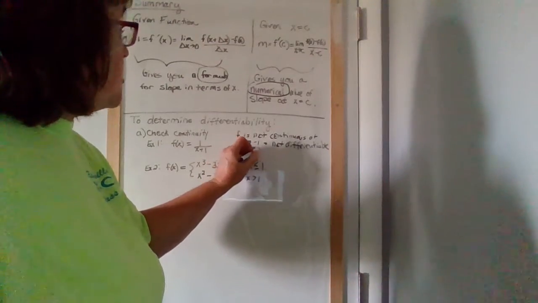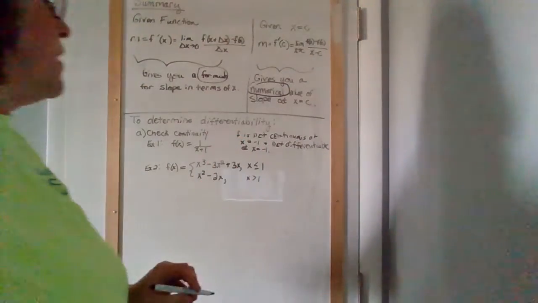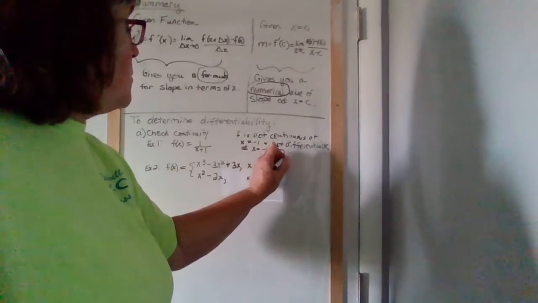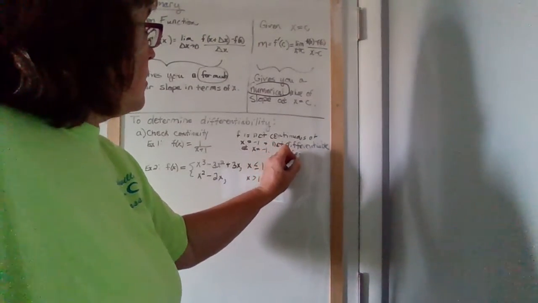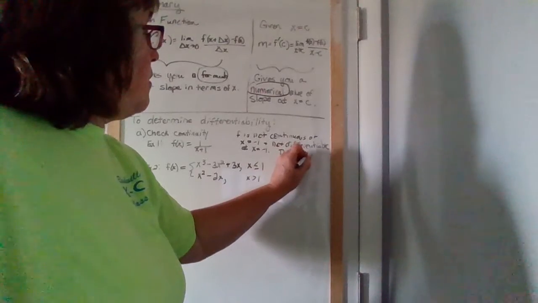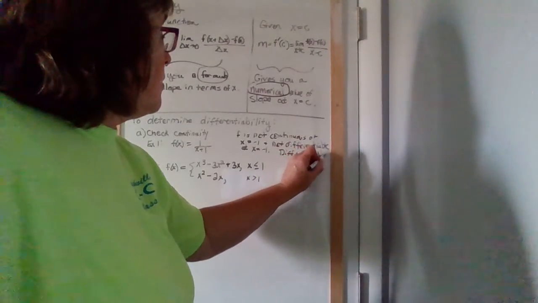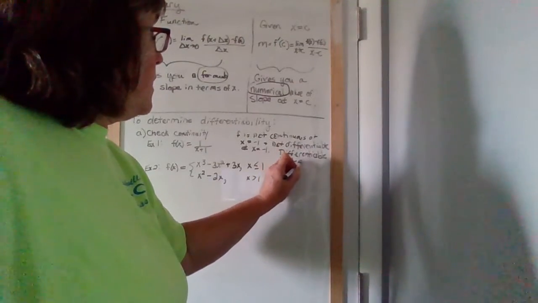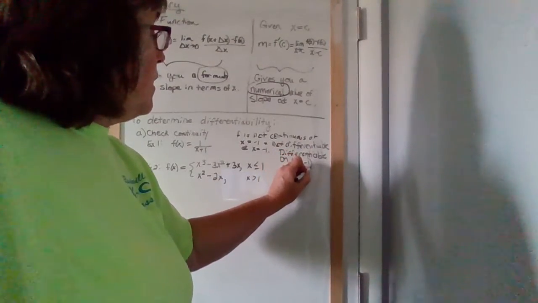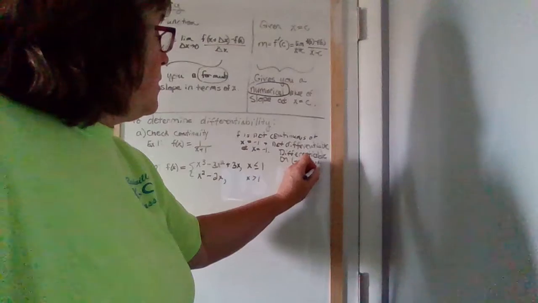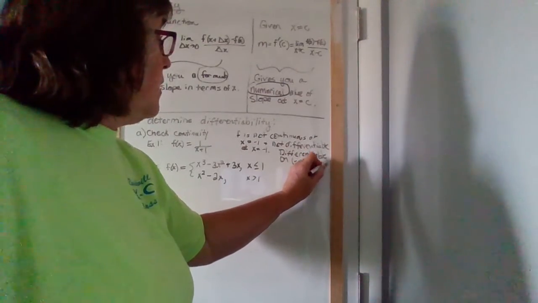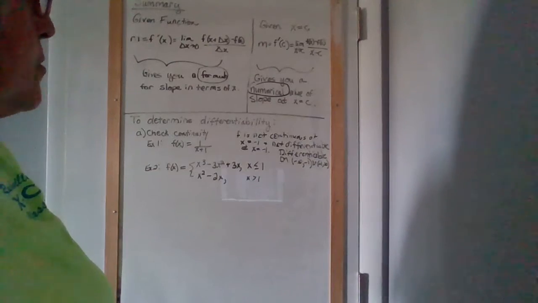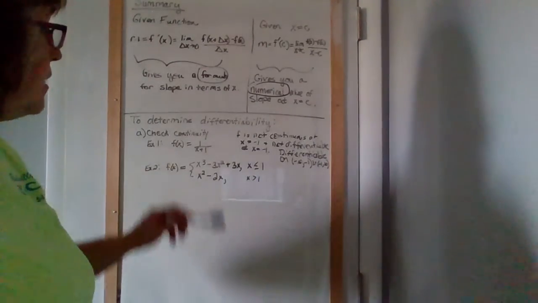And since I asked you for where it is differentiable, you could say it's differentiable on negative infinity to negative 1 union with negative 1 to infinity. But make sure that you're not using a bracket because it is not differentiable because it is not continuous at negative 1.